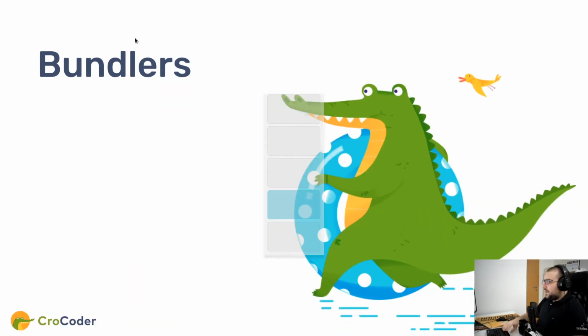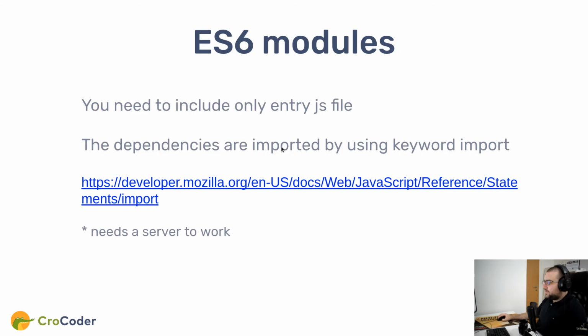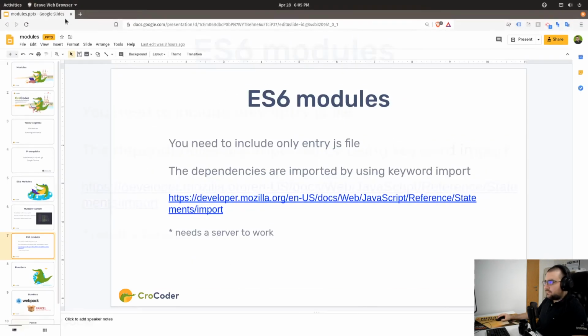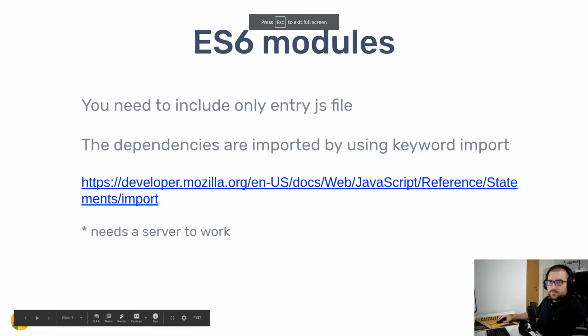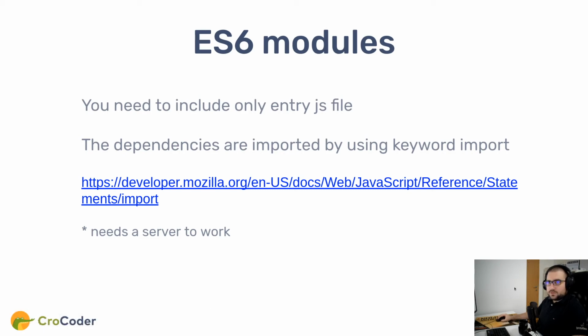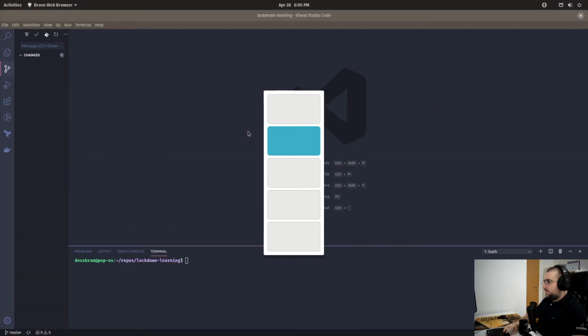But okay, let's go first about ES6 modules, and then we can go on. Let me just open Slack so I see what you are all doing, if somebody is asking me. Okay, so let's go to our Visual Studio Code.